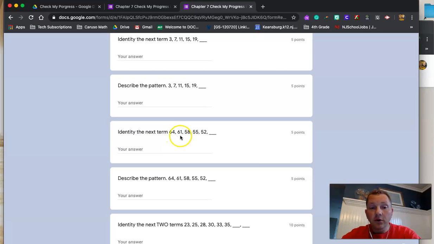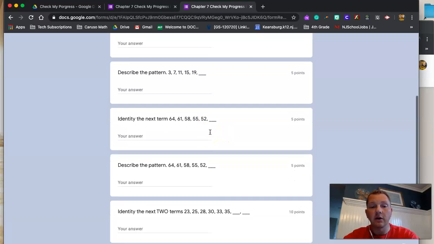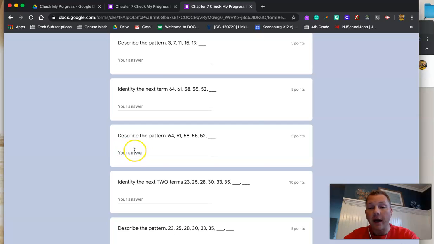Identify the next term. So we have 64, 61, 58, 55, 52. What's the next term? Just one term. And this one, describe the pattern. What is the rule? Tell me the rule.